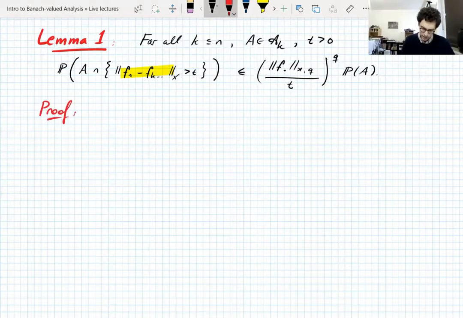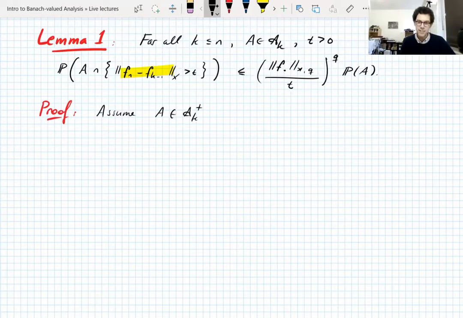The proof is a one-liner if you have a long line. Actually, it doesn't even need to be that long. For the proof, we can assume without loss of generality that A is actually in AK plus, as in A has got positive measure, because if A has got measure 0, then the right-hand side is 0, and so is the left-hand side, and there's nothing to show. We may as well just assume that right off the bat. And then we compute.